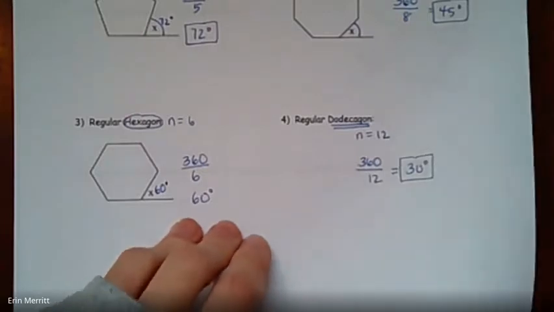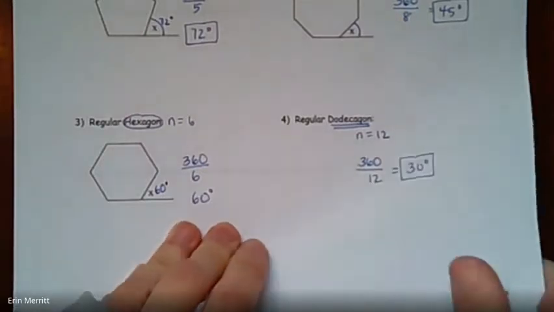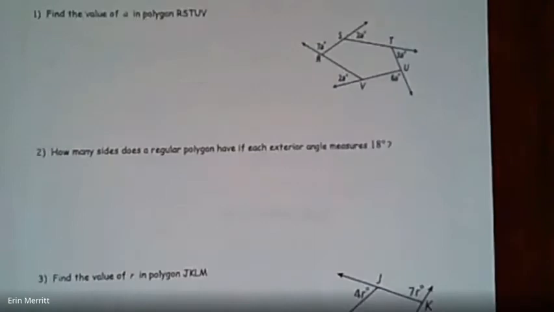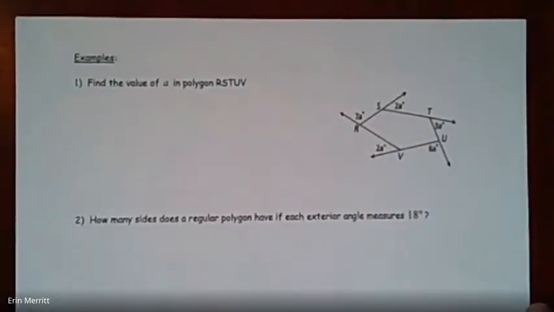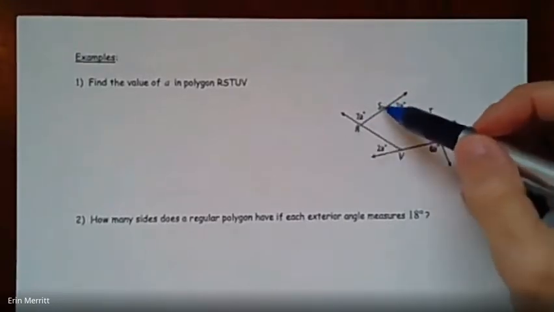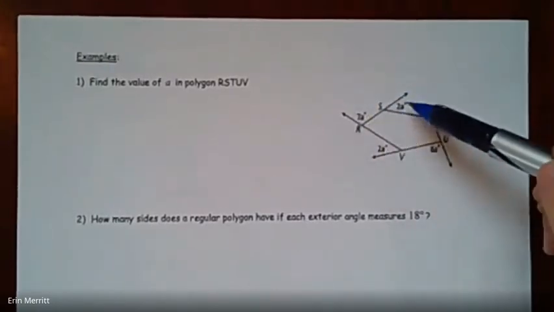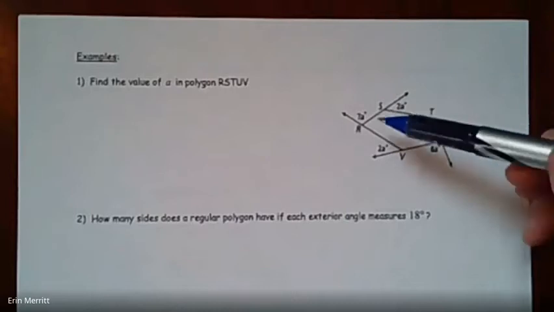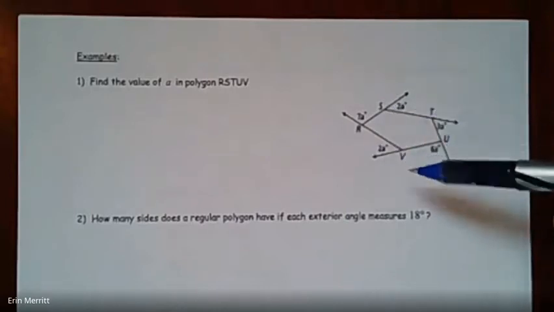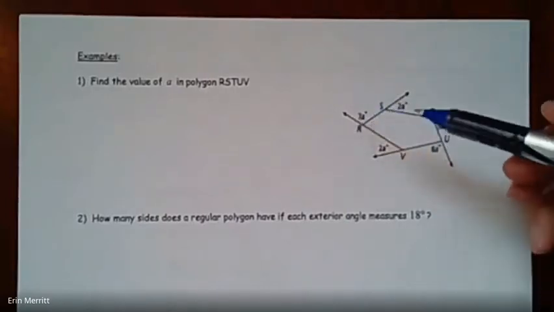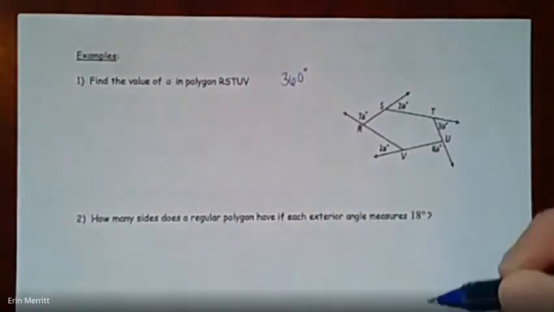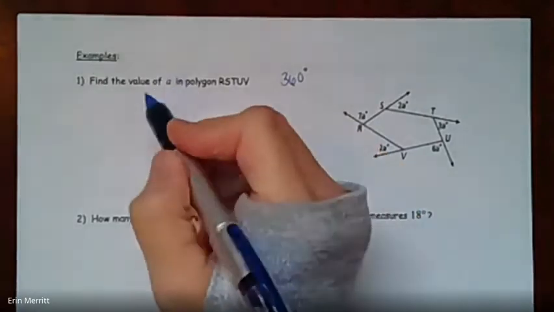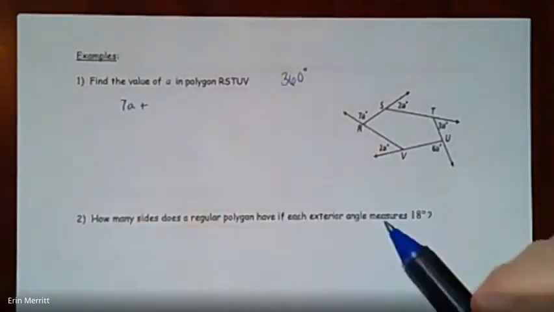When we flip on over to the next page, we look at some problems that look pretty similar to what we did on the first day, but instead of the interior angles being labeled, it's just the exterior angles. So when it asks you to find A for polygon RSTUV, you have to think all of those exterior angles add up to 360 total. And so to set up our equation, we would take and add all of the exterior angles.